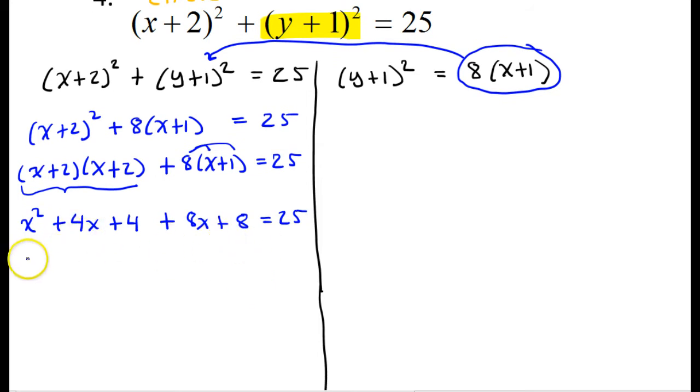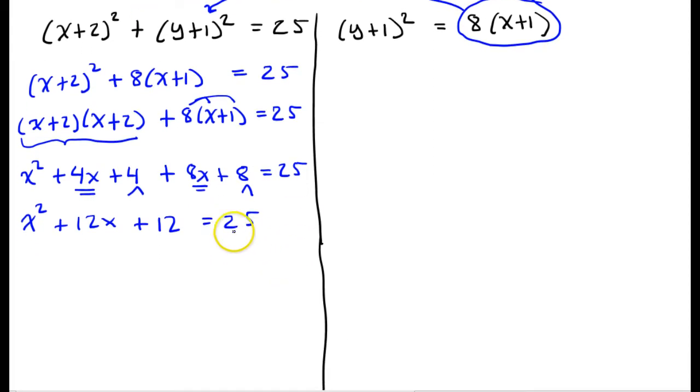Okay, now I'm going to combine like terms. So I've got x squared. I'm noticing that we have 4x and 8x, so that's going to be 12x. And then we have 4 and 8, so that'll just be 12 is equal to 25. Time to subtract 25 from both sides. I'm going to get 0 over here. So that's going to give me x squared plus 12x minus 13 is equal to 0.